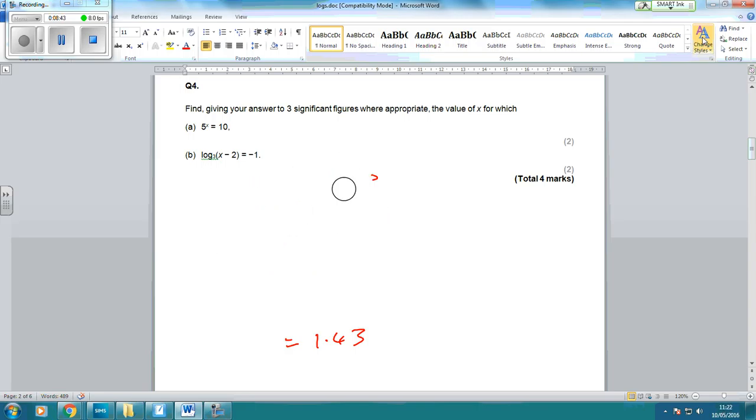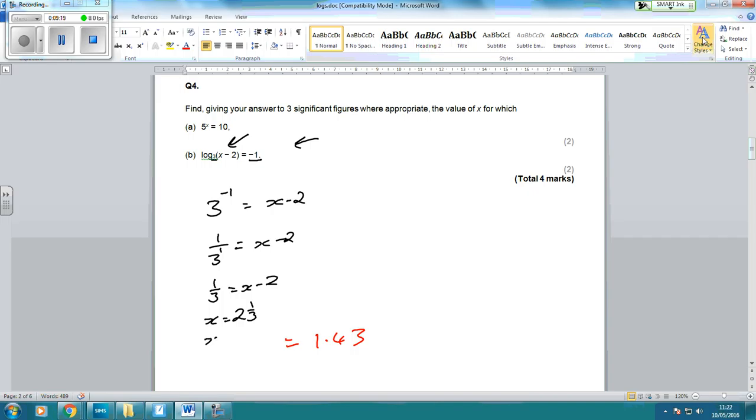We're now going to do the next one. So the whole thing with logs is that the base to the power of this equals this thing. Okay, all that is just practice over and over again. So 3 to the power of minus 1 equals x minus 2. So 3 to the power of minus 1 is 1 over 3 to the power of 1. That is x minus 2. So we're going to have 1/3 equals x minus 2. So x equals, if you add 2, 2 and 1/3. So to 3 significant figures, that's going to be x equals 2.33.